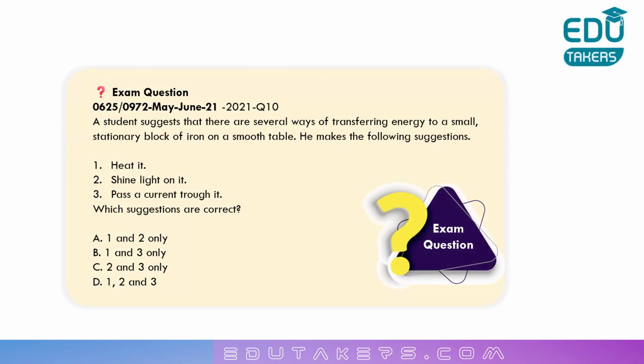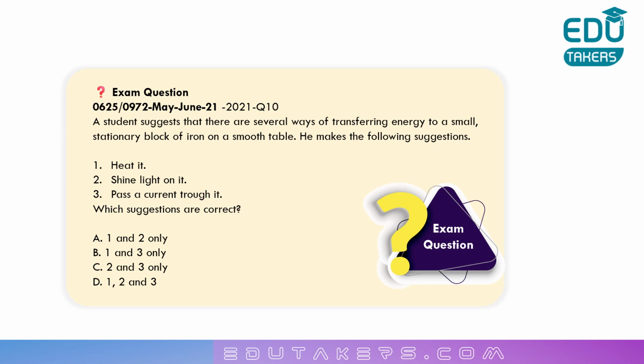Let's look at another exam question. A student suggests that there are several ways of transferring energy to a small, stationary block of iron on a smooth table. He makes the following suggestions. 1. Heat it. 2. Shine light on it. 3. Pass a current through it. Which suggestions are correct? A. 1 and 2 only. B. 1 and 3 only. C. 2 and 3 only. D. 1, 2, and 3. Take some time to figure out the correct answer.